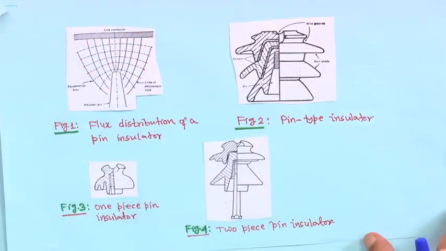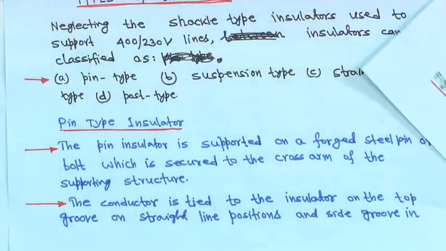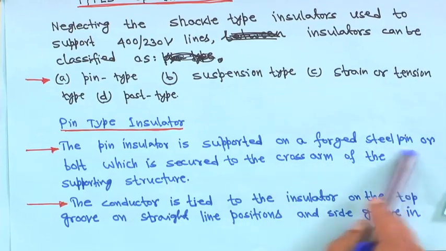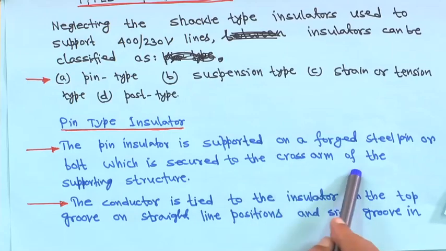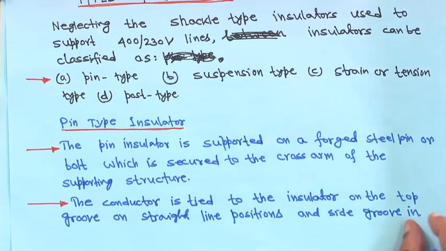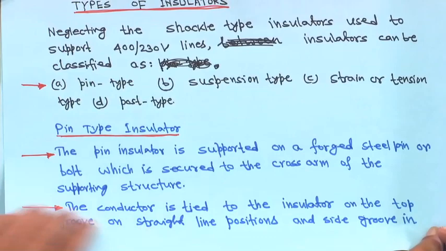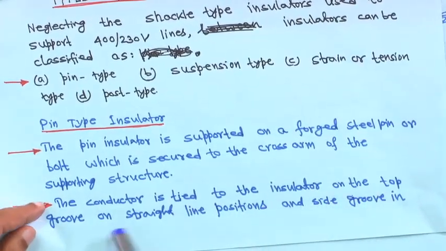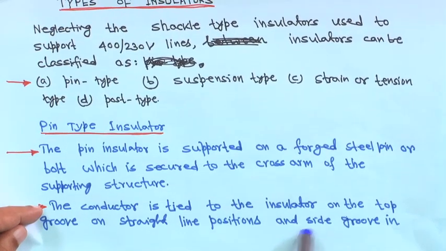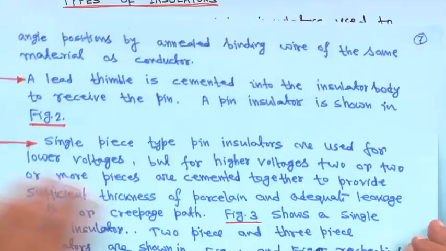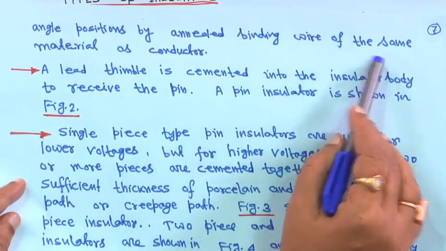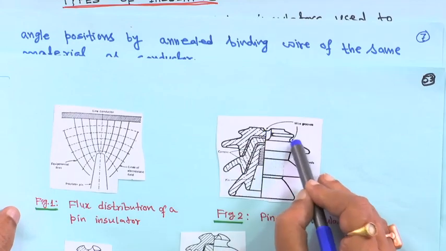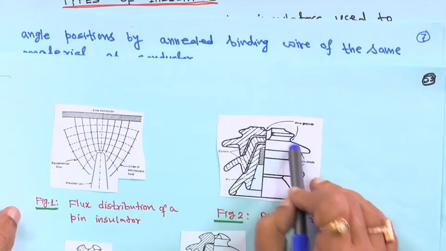Therefore, the pin type insulator is supported on a forged steel pin or bolt which is secured to the cross arm of the supporting structure. For any pole or tower, you will see that a supporting arm is there. The conductor is tied to the insulator on the top groove in a straight line position and on the side groove in an angle position by annealed binding wire of the same material as the conductor. As I told, this is the top groove and this is the side groove, so this is the way the conductors are tied, right.